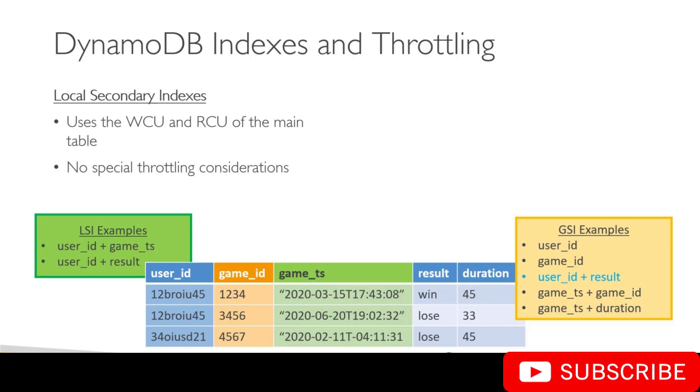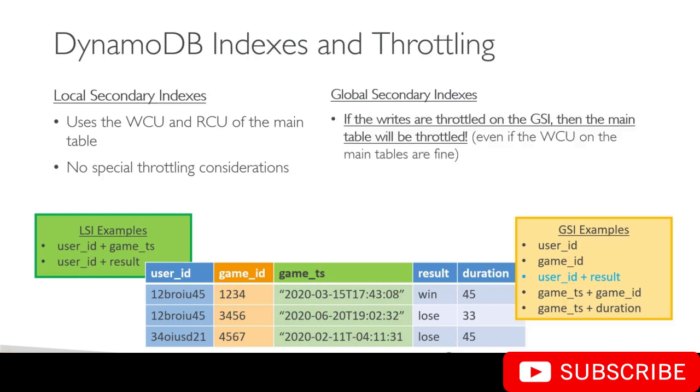But in the case of global secondary indexes, you have to remember this, and this is super important. If the writes on the GSI get throttled, then the main table will be throttled as well, even if the WCUs on the main table are fine. That means even if your main table is underutilizing its WCUs, and your GSI is overutilizing the WCUs, then your main table is also going to be throttled. So it's very important that you provision the capacities on the global secondary indexes thoughtfully. You have to choose them carefully.